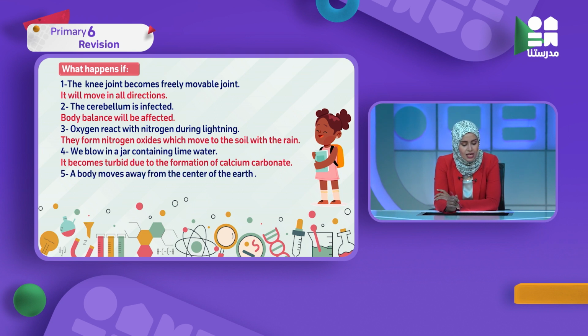Question number 5, a body moves away from the center of the earth. I'll remind you again that we said to consider the earth core or earth center like a giant magnet. This giant magnet attracts our body to the center of the earth. If I'm here, I'm near the magnet. This is the magnet and this is my body. If I move away, this means I'm far away from the magnet, meaning I have less gravitational force. So my weight will decrease, because we have less gravitational force.